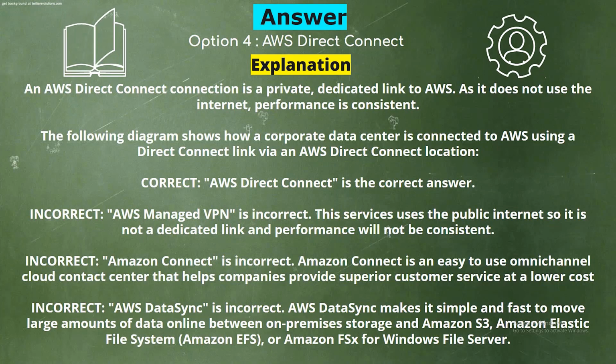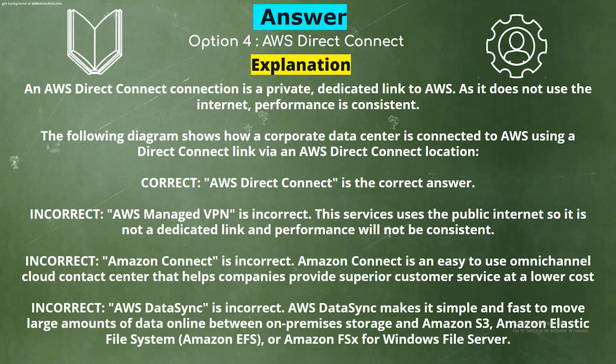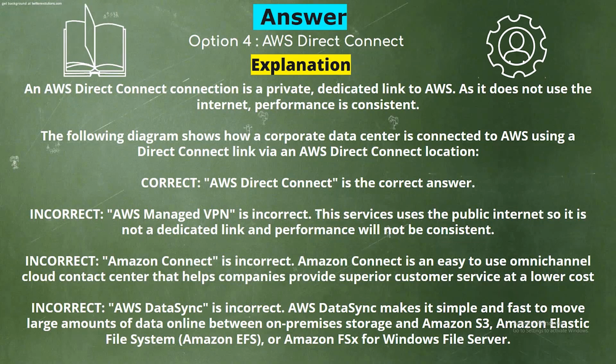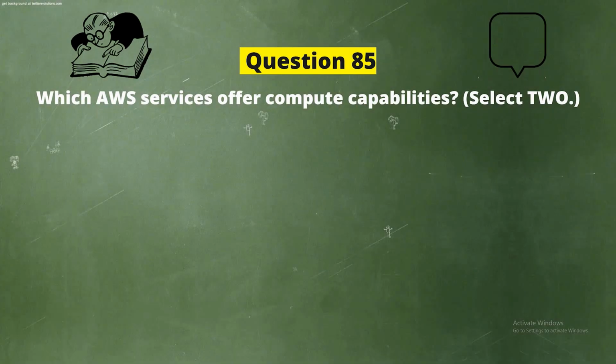Incorrect, AWS Data Sync is incorrect. AWS Data Sync makes it simple and fast to move large amounts of data online between on-premises storage and Amazon S3, Amazon Elastic File System, Amazon EFS, or Amazon FSx for Windows File Server. Next question.